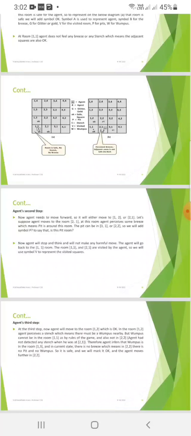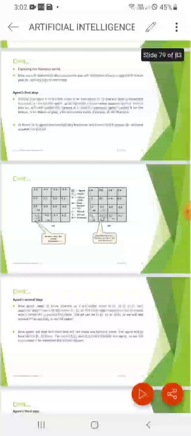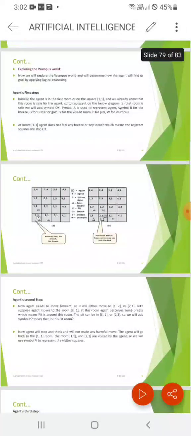And in the current state there is no breeze, which means in 2,2 there is no pit and no wumpus, so it is safe, and we will mark it as okay, and the agent will move further to 2,2. So this problem will proceed like that, and at last the agent comes out of this cave by gathering the gold and without being eaten by the wumpus or falling into the pit. So you can mark it as a 13 mark question.